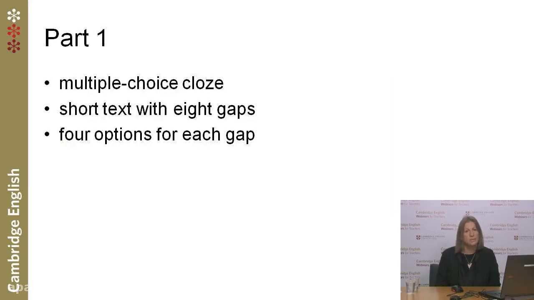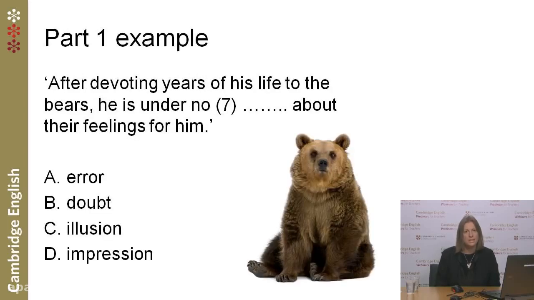Part 1 is a multiple choice cloze task. Candidates read a short text which has 8 gaps in it. They have to choose the correct word to fit each gap, and for each gap there are 4 words to choose from. Let's have a quick look at an example from a Cambridge English Advanced sample paper, which is about a man studying black bears. This is just part of the text and the question that goes with it. Which is the correct answer? Use the polling button to choose A, B, C or D.